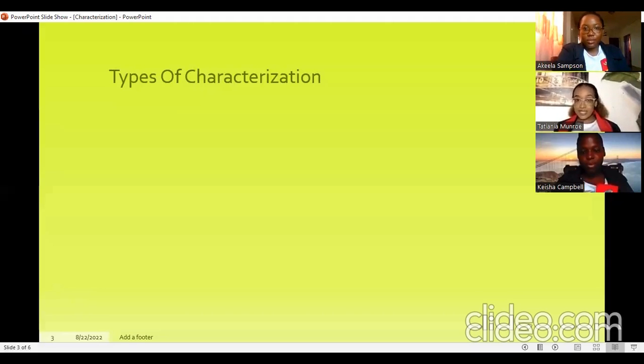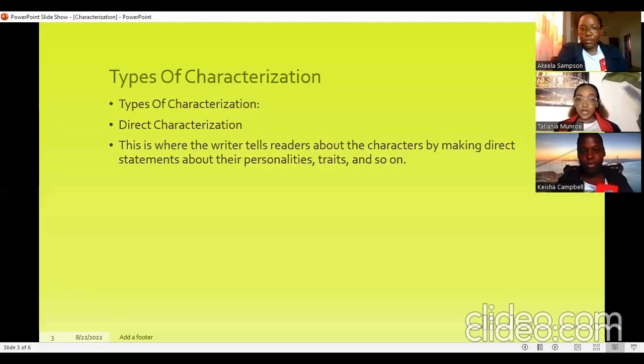And why is this? It's because the writer or the author directly tells you, the reader or the audience, the traits, characteristics, attributes, or personality of that character, right? Does everyone understand? Okay, great. Now let's move on.